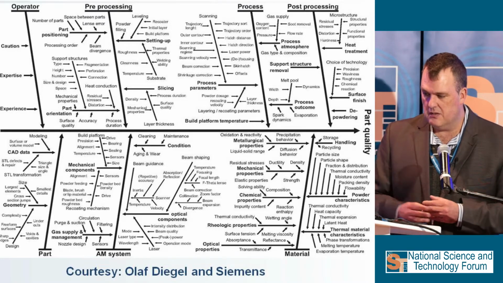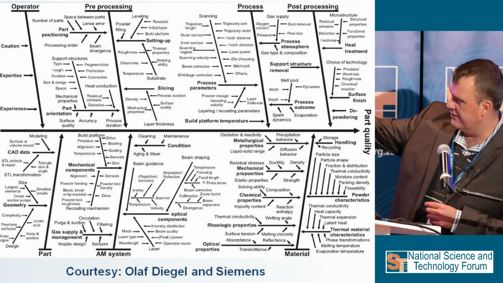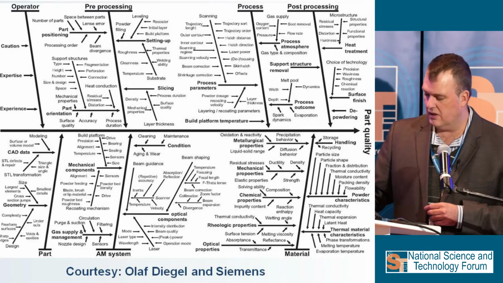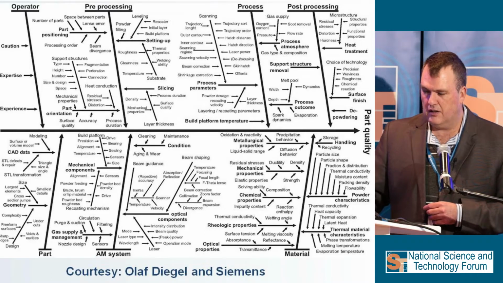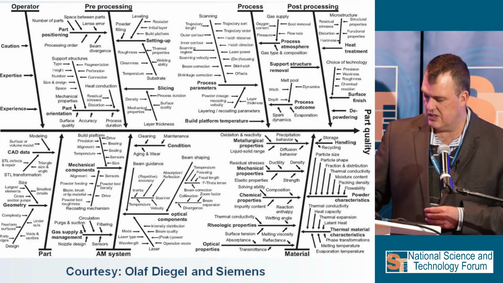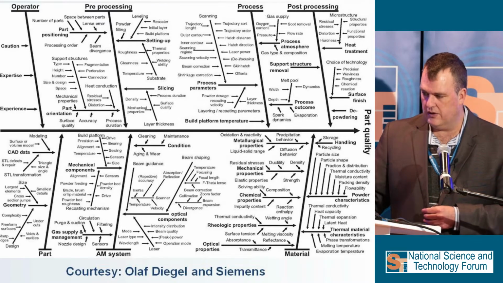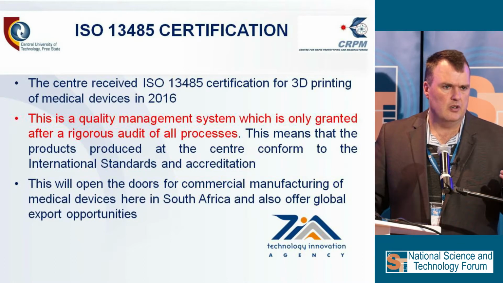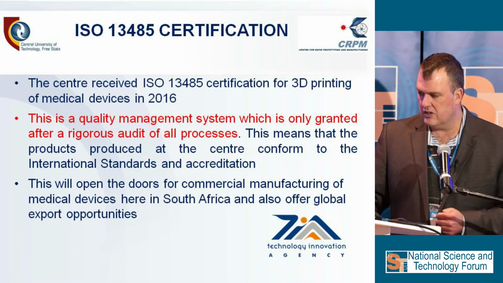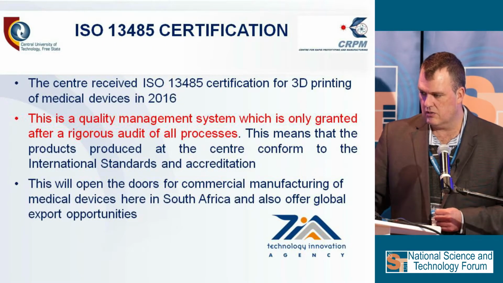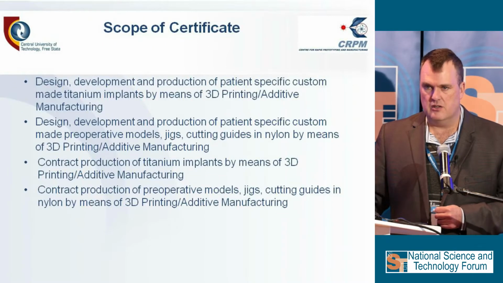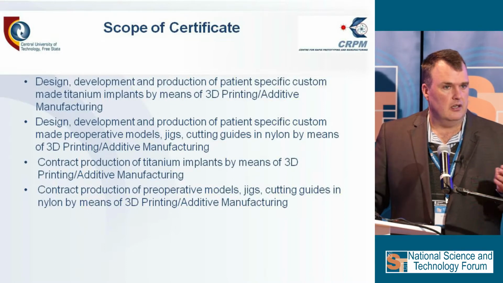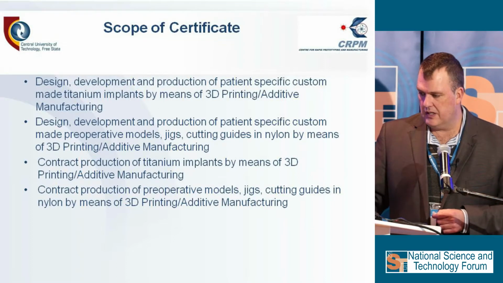And this is from Siemens. If you have a look at all the different influences, like on the pre-processing, the process, post-process, then you need a quality management system. We actually went through that process. I know there are two other companies, one, MAXILLARY, that I heard also received ISO certification. So this is to design and then to manufacture these devices, the implants, the pre-operative planning models.